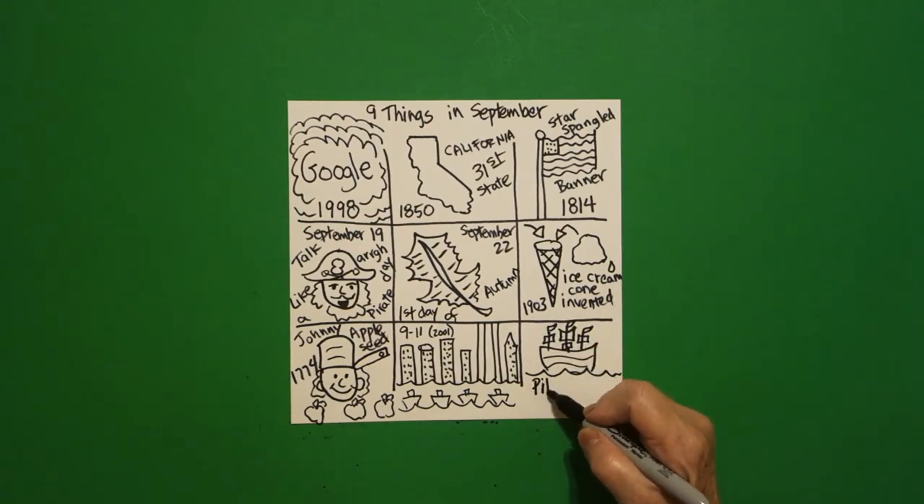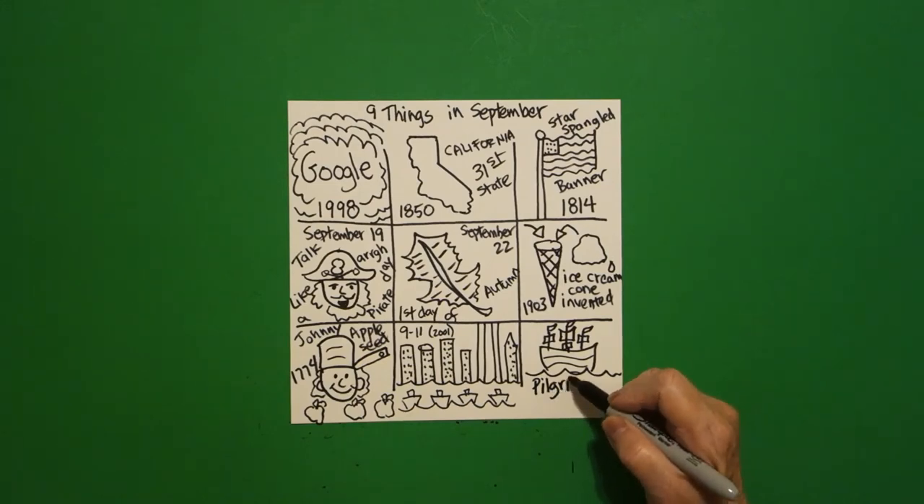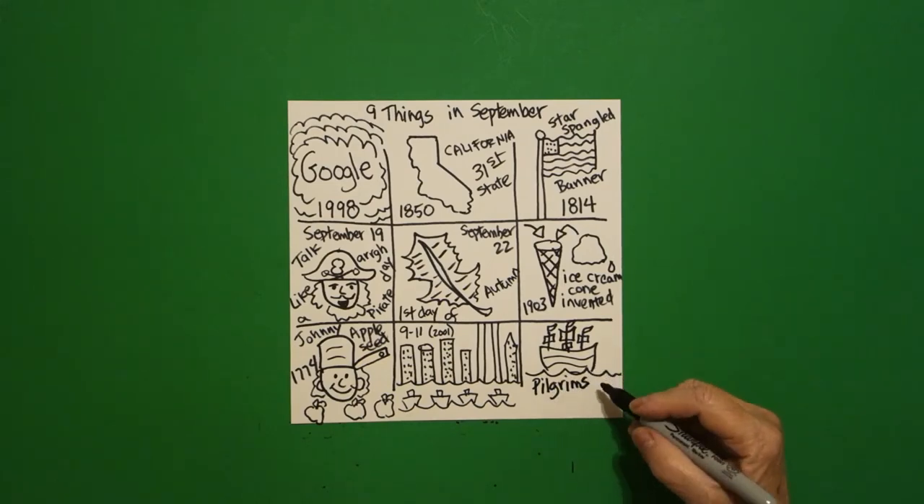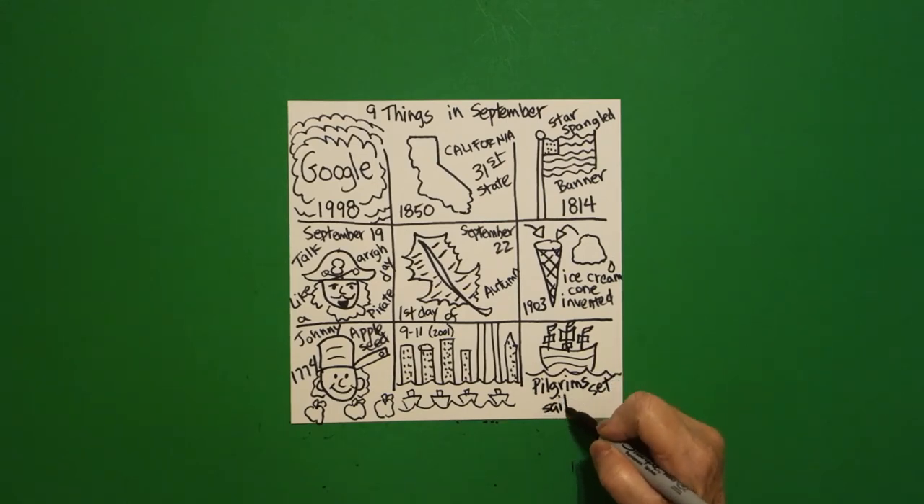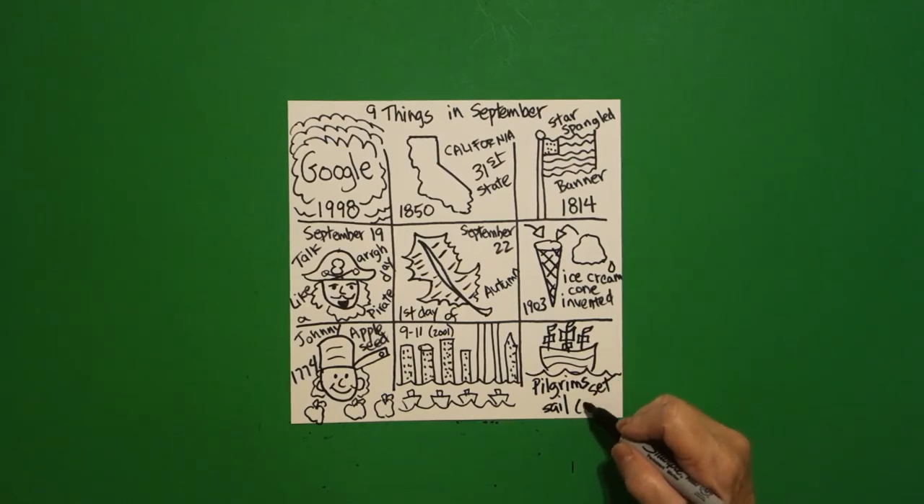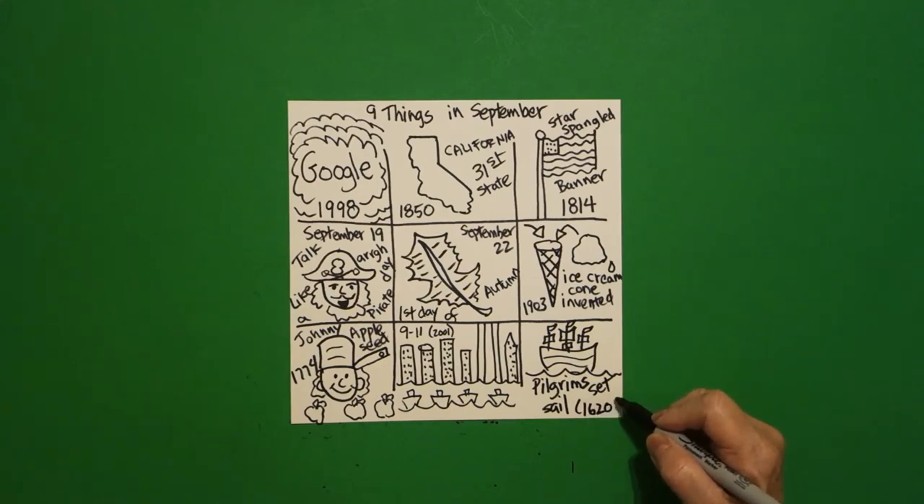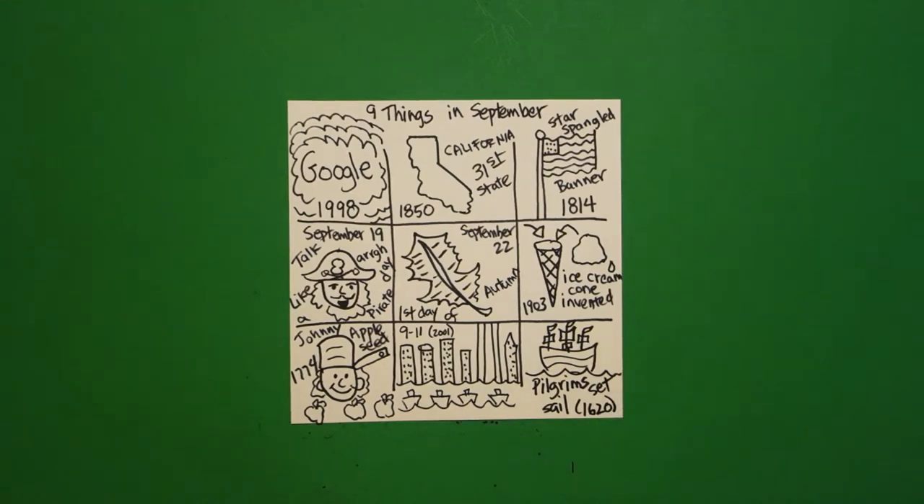This is the pilgrims who are setting sail, set sail from England on their way to the New World, 1620. It's a very busy month, and that's just part of it. Okay, let's see how we're going to color this in.